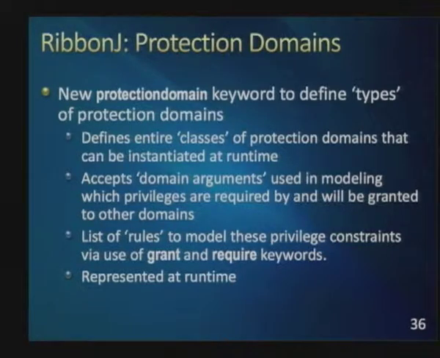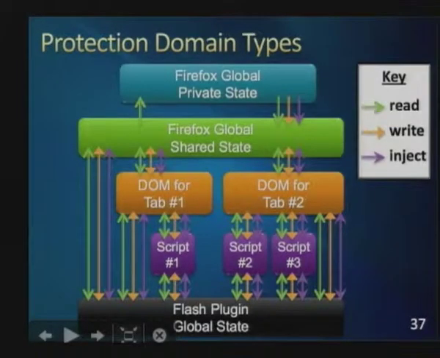All right, so just a reminder, here's our example again, but I've colored the different protection domain types. It's pretty intuitive, but you've got your own type for the shared state, the DOM, the scripts, and the shared plugin state. Each of those are modeled with its own type. Each type can have one or more instances created of that domain at runtime.